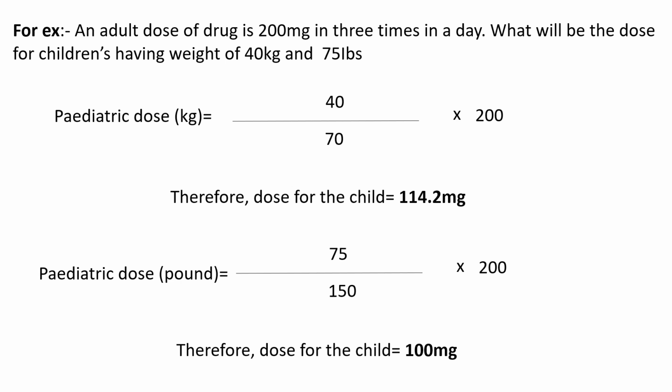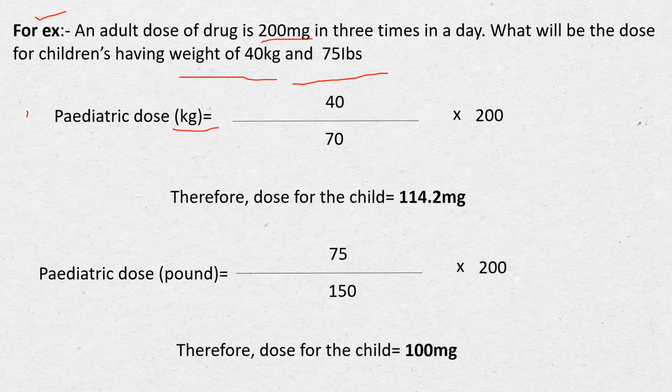Let's understand Clark's formula with the help of an example. An adult dose of drug is 200 mg 3 times in a day. What will be the dose for child having weight of 40 kgs and 75 lbs? That is, pediatric dose when the weight of the child is given in kg. So according to the formula, the weight of child in kg, that is 40 kg upon 70 into the adult dose, that is 200 mg is the adult dose. So we'll get the answer, that is 114.2 mg.